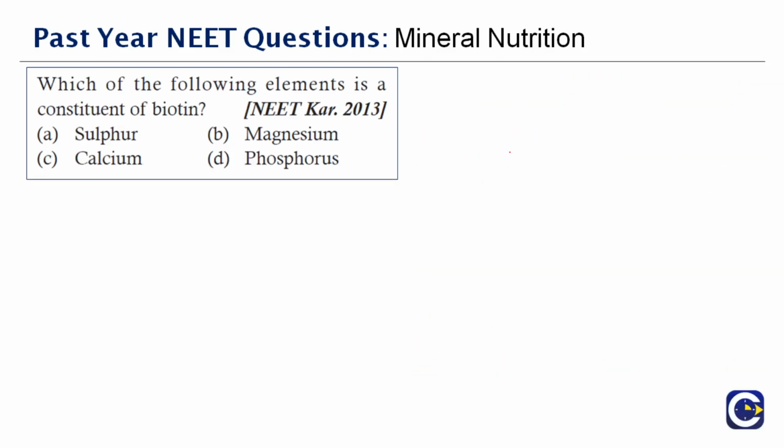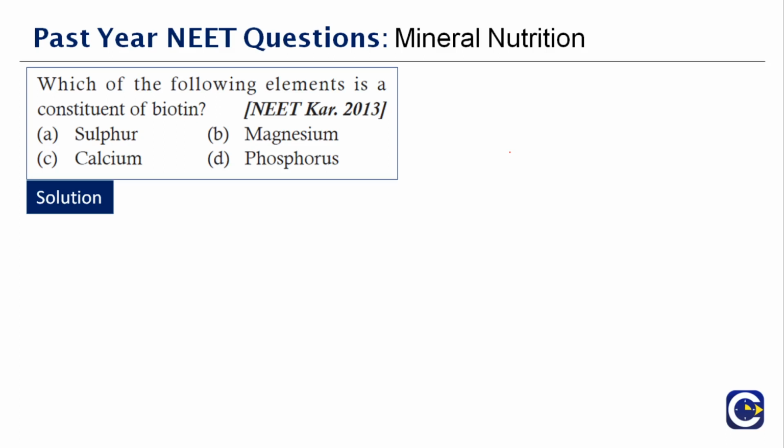Next question here. Which of the following elements is a constituent of biotin? So first we will discuss what is biotin. Then only we will be able to answer this. What is biotin? Any idea? How can you describe it? See, biotin is actually a water-soluble vitamin that is a part of the vitamin B family, and it is also known as vitamin H sometimes. Okay, so I've given you a clue now.